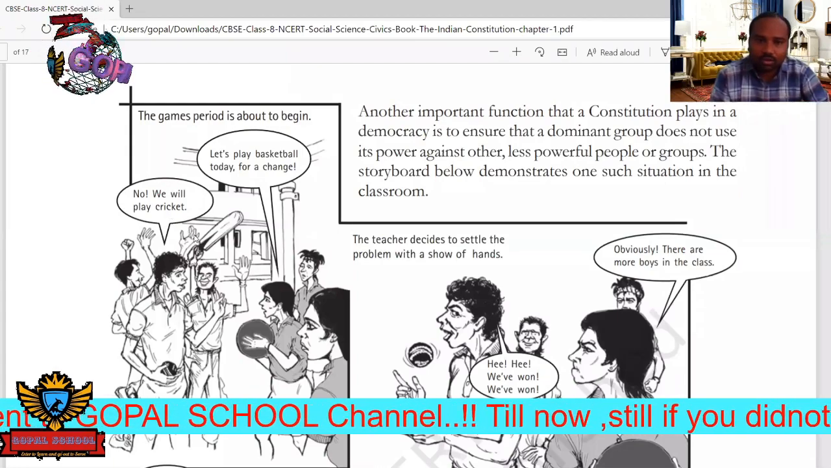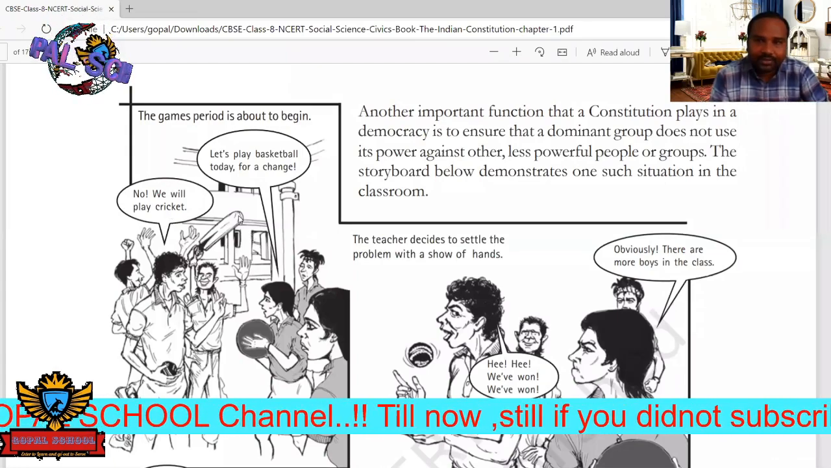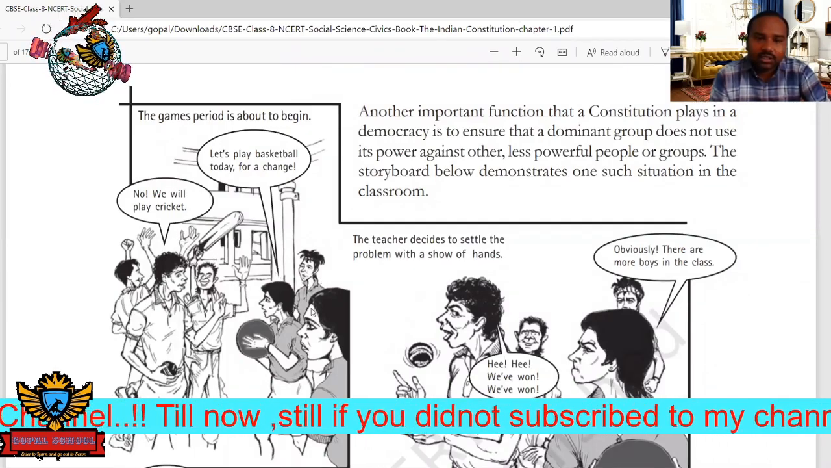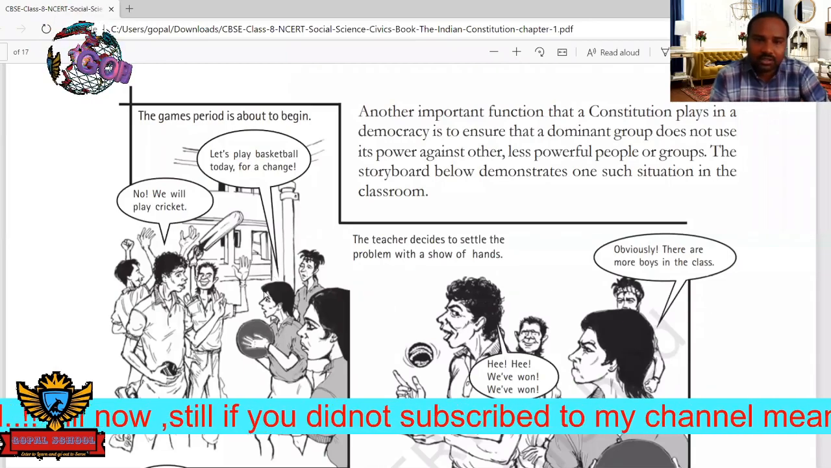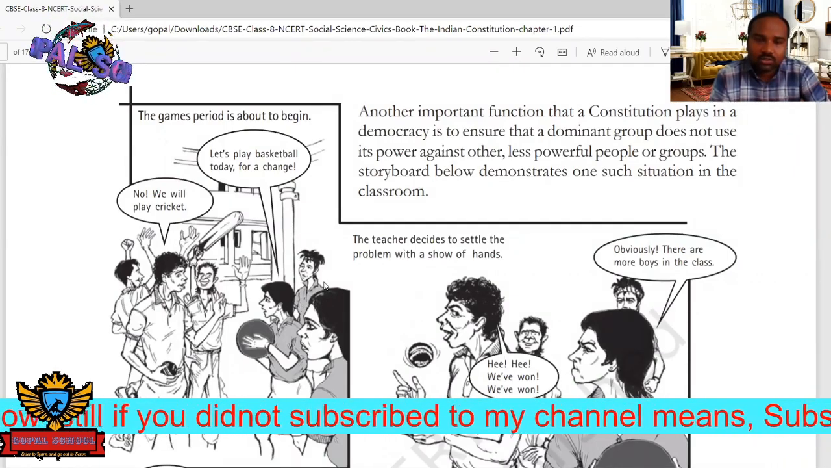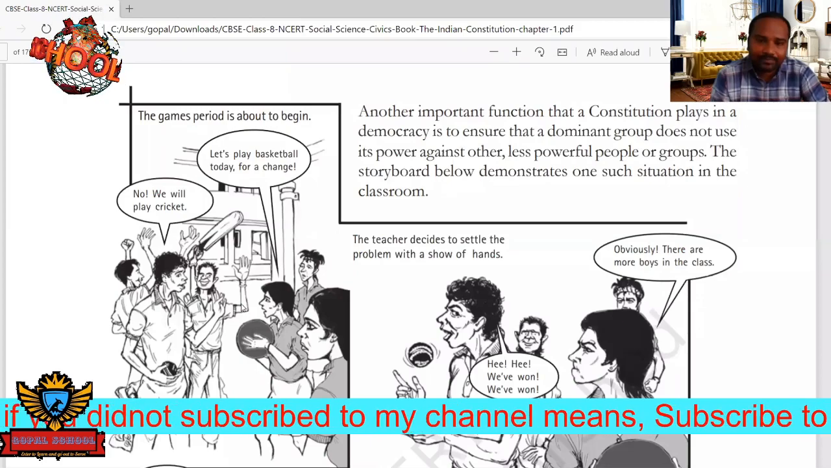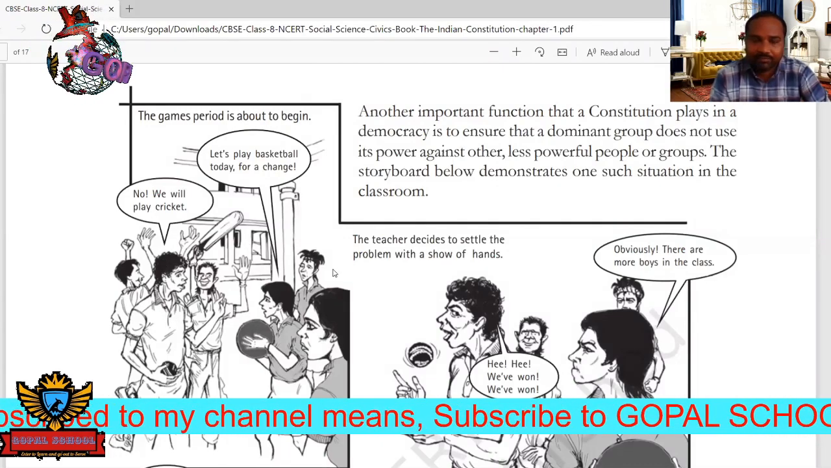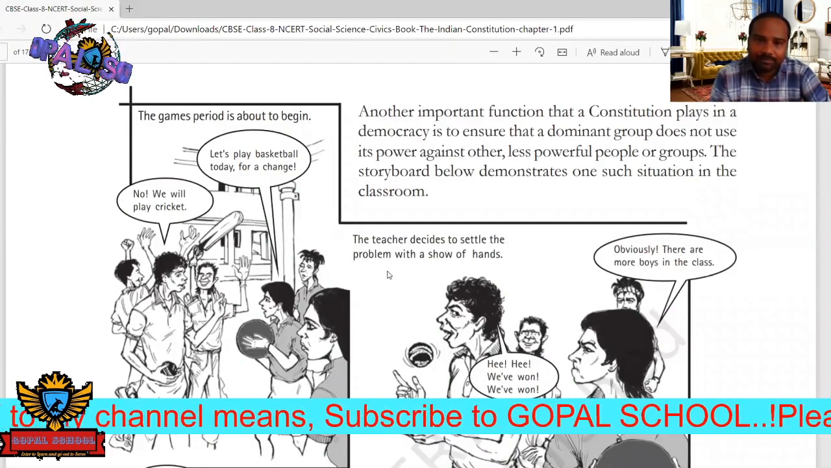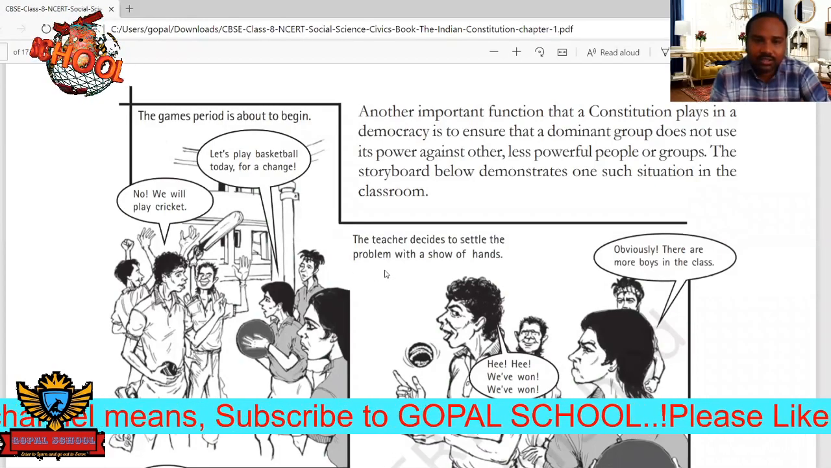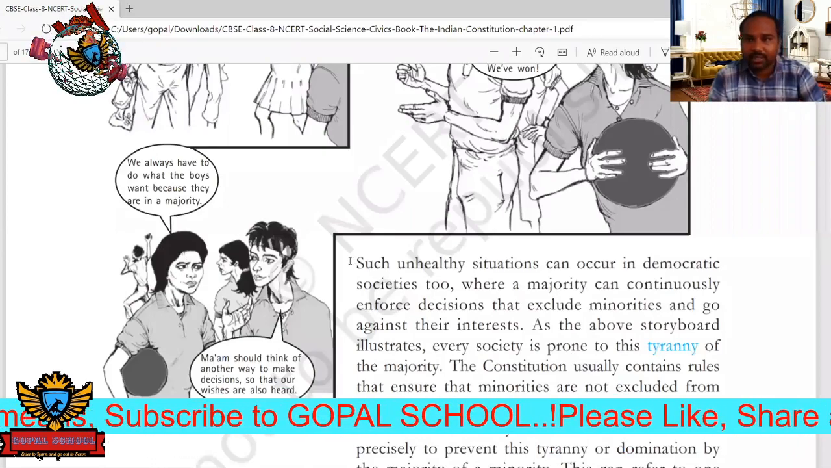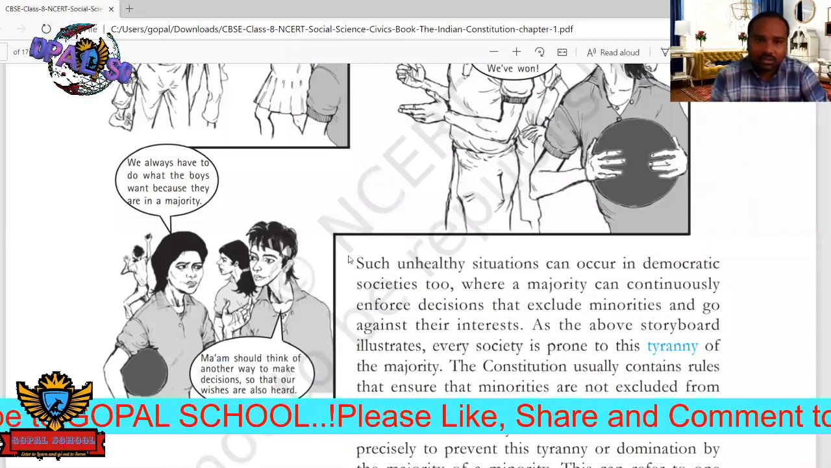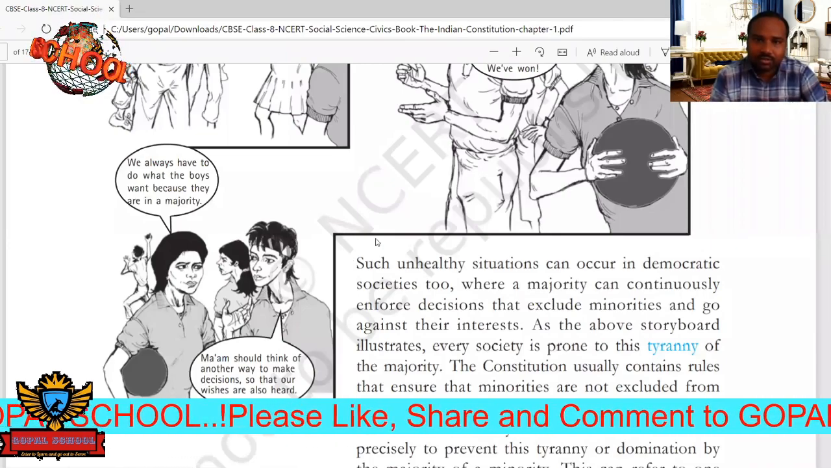So the majority are the boys. So what happened? Finally the cricket was played, and the desires and goals of the minority, that is the girls who are in the minority in the class while the majority are the boys, those desires are neglected. So in this way, sometimes in democracies, the minority people will not get their desires fulfilled. Okay, this is one of the drawbacks.